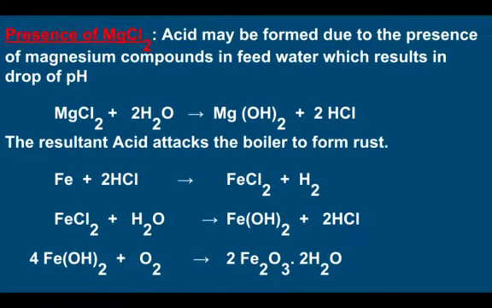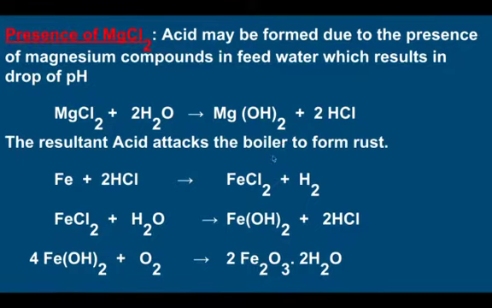Now, presence of magnesium compounds. Acid may be formed due to the presence of magnesium compounds in boiler feed water, which results in the drop of pH. Because if magnesium chloride is present, it can react with water at higher temperatures. What happens? Magnesium compounds get hydrolyzed to form the corresponding hydroxide, that is magnesium hydroxide, along with hydrochloric acid. Since acid is formed, pH will be reduced, and this resultant acid can attack the boiler to form rust.